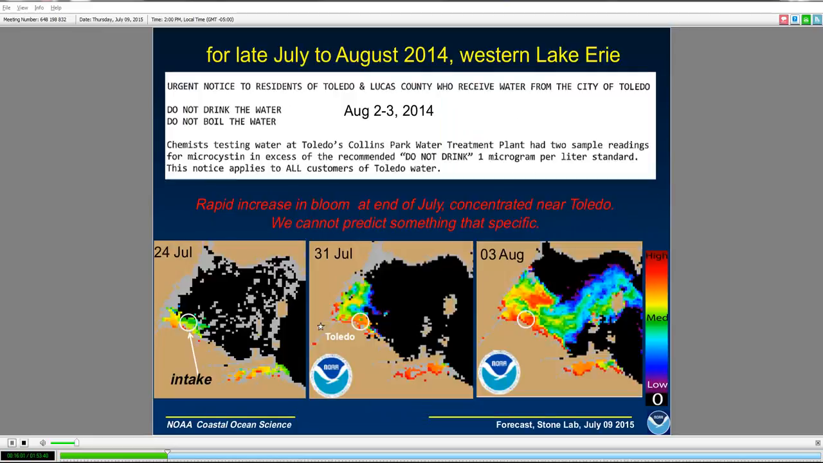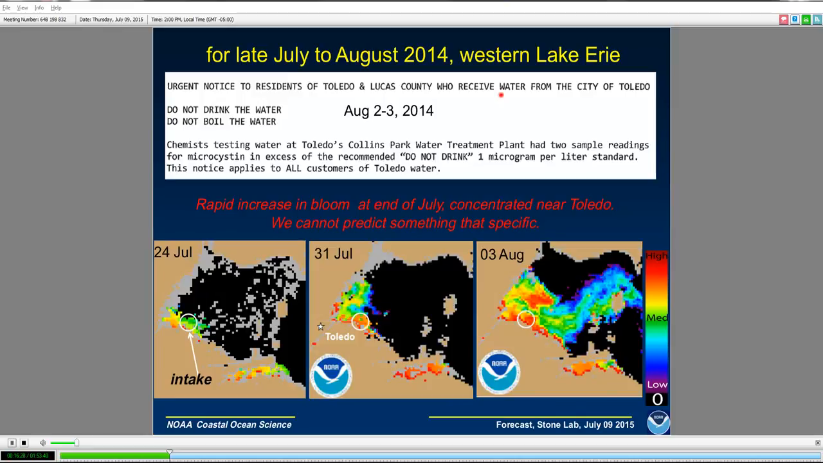Now, there's certainly a question everyone has, because Toledo had a drinking water problem, and so the bloom was at a 6, obviously not a 2011. And there are certain conditions that happened. The first is that the bloom rapidly increased at the end of July, far more rapidly than normally occurs then. And also, it concentrated very intensely near Toledo.